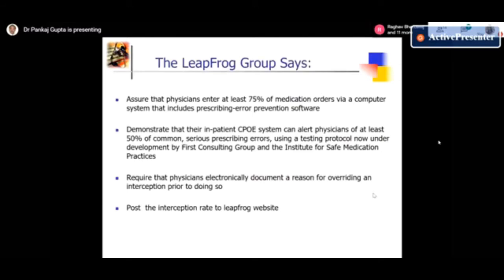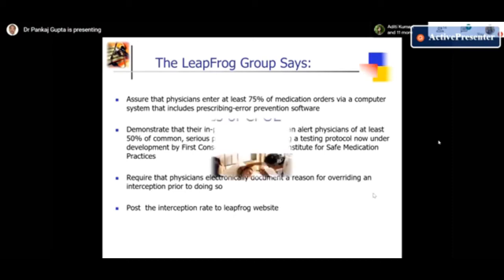So these are some more details on what the Leapfrog Group says about CPOE. It says that physicians enter at least 75% of the medication orders through computer systems that include prescribing error prevention software. I'll go into some of those details as we go forward.